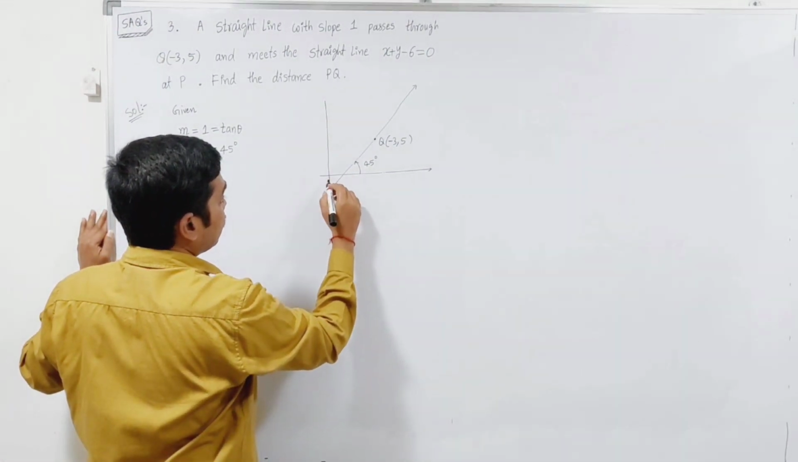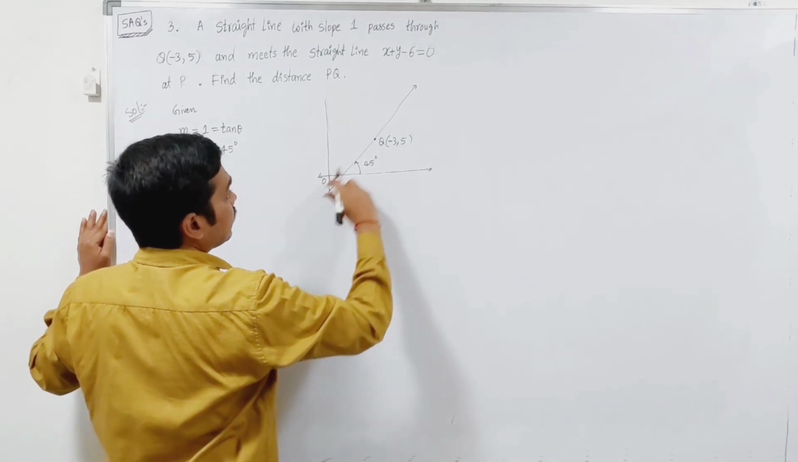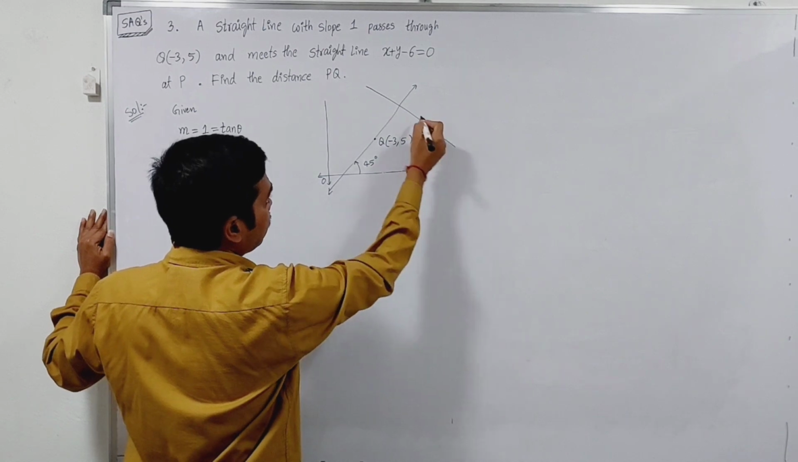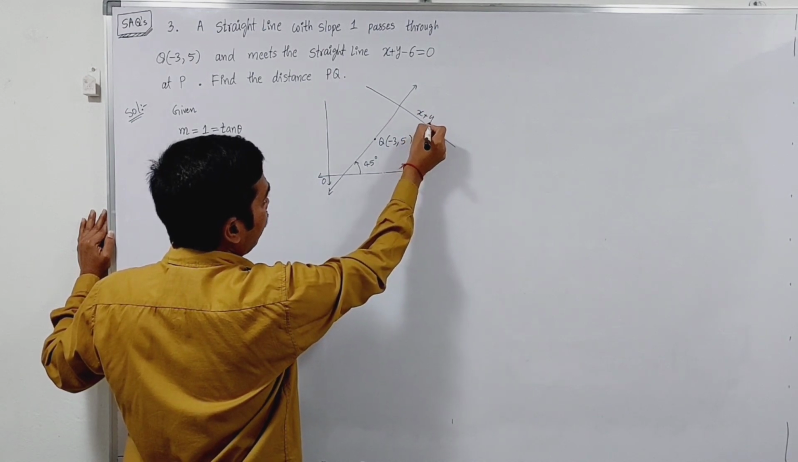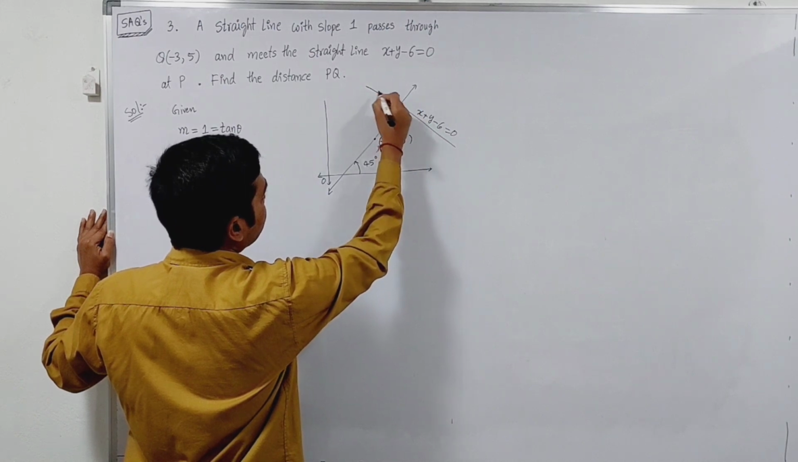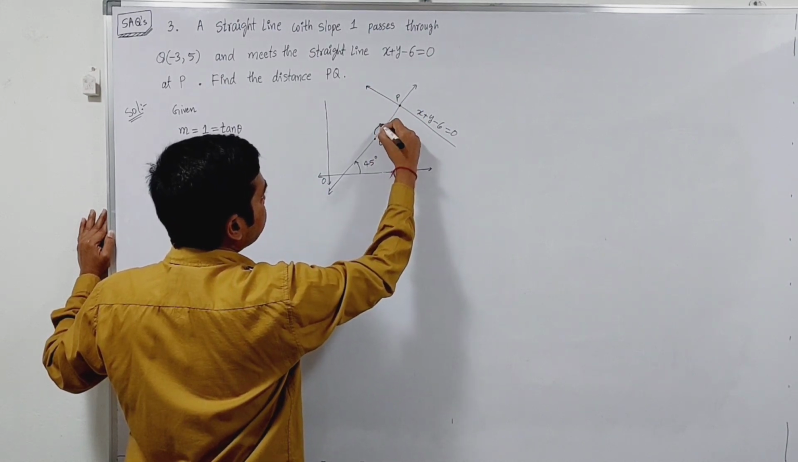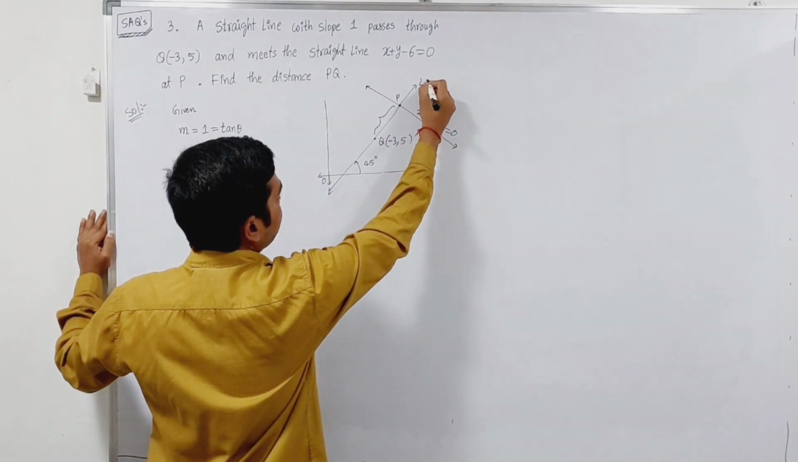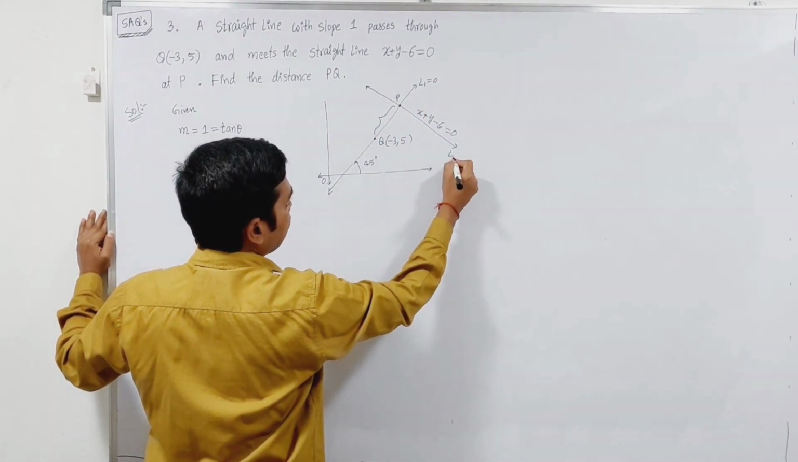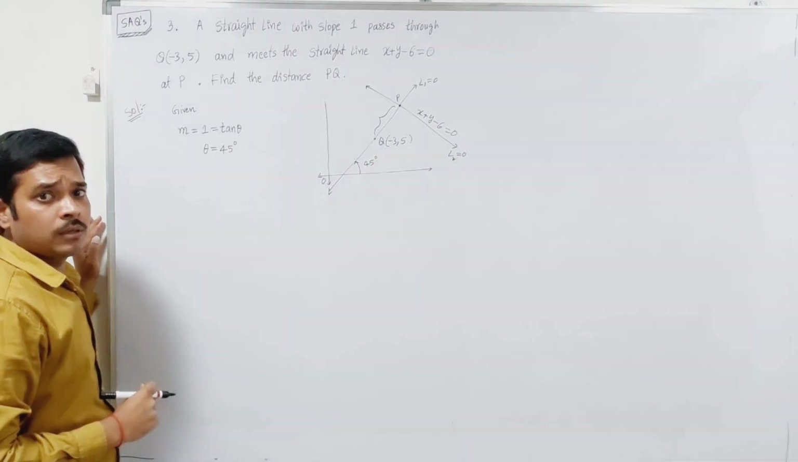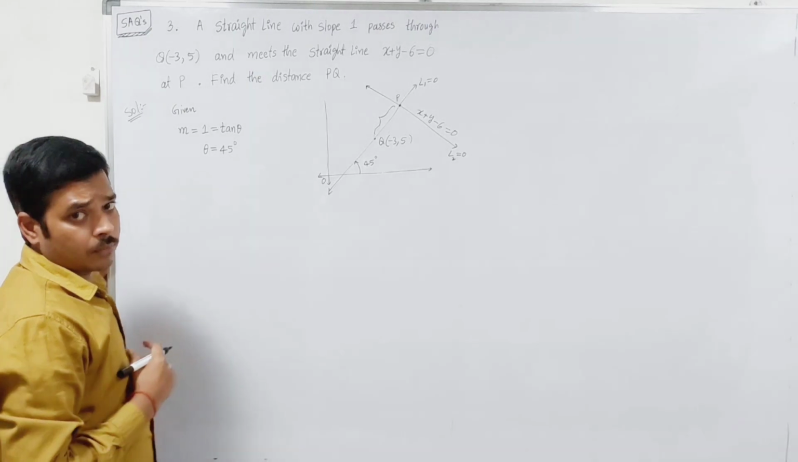This line meets the given line, x + y - 6 = 0, at point P. Then you have to find the distance between P and Q. For example, this is L1 = 0, and the given line is L2 = 0. This problem also can be solved in two different methods.